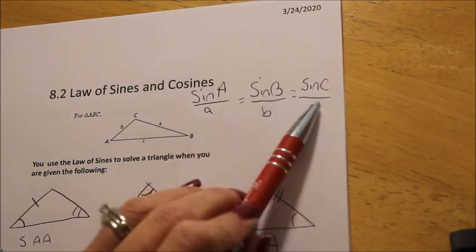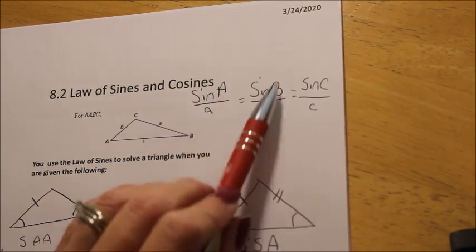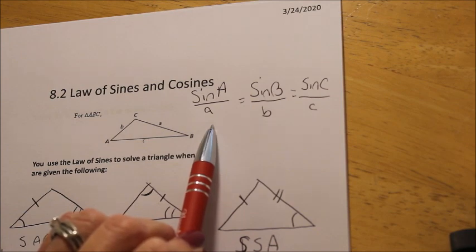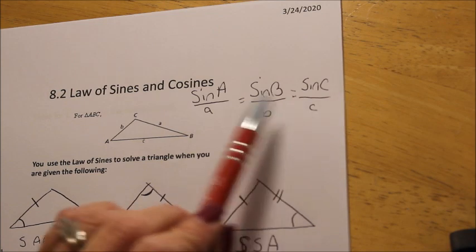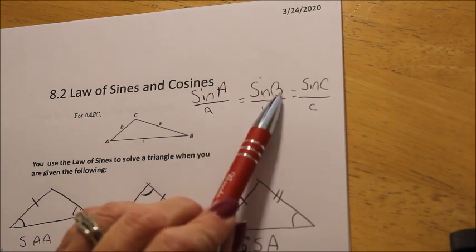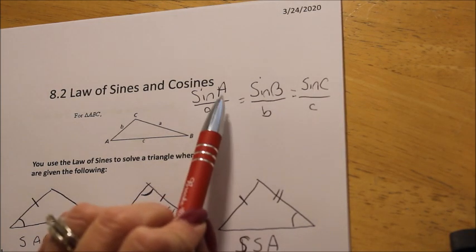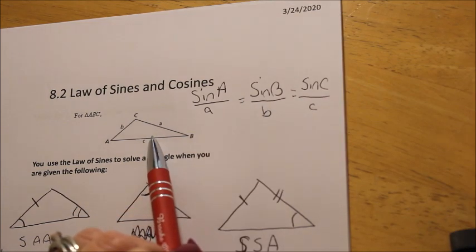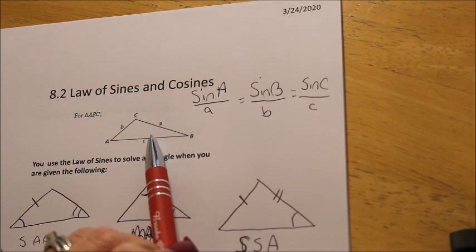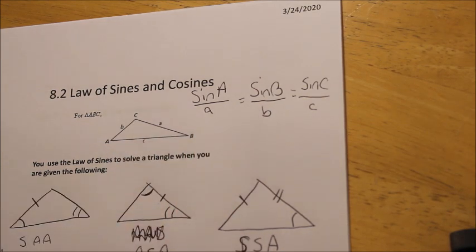So it's going to be a set of two of these, any of them, and then you just simply cross multiply and solve. It's really quite simple. Remember, the little a, b, and c are opposite the big angle A, the big angle B, the big angle C. Now, I'm using ABC as an example just because we have ABC here, but it doesn't have to be ABC. It could be EFG, it could be JKL, it could be any triangle that you're dealing with.